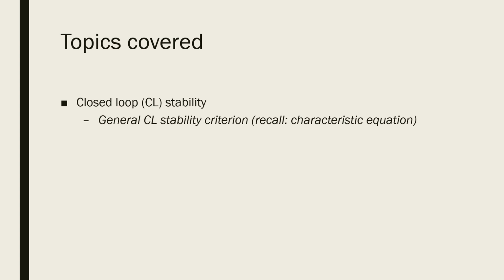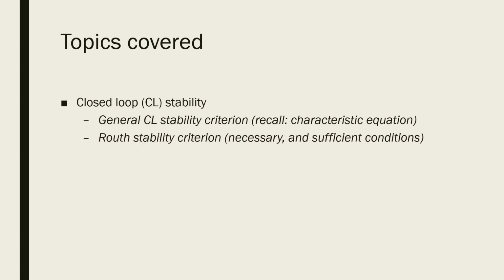The topics covered in today's seminar are related to closed loop stability. That is, how stable is the behavior or response of the process when it is being managed by a certain controller. In order to assess the stability of the closed loop, we use the general stability criterion, which in turn uses the characteristic equation. There is also the root stability criterion. This criterion has both necessary and sufficient conditions required to be met by the closed loop for stable behavior. And finally, there is the direct substitution method, in which we specify the desired closed loop behavior.